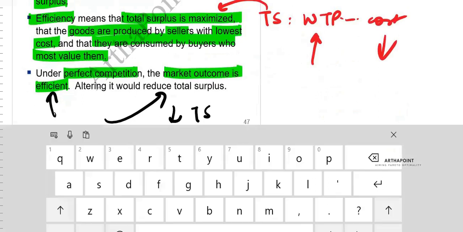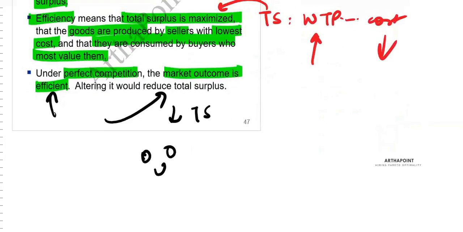Okay, with this we come to an end of this chapter. A very, very important chapter, not only for basic economics, but for intermediate and advanced level economics also. Very, very important chapter.